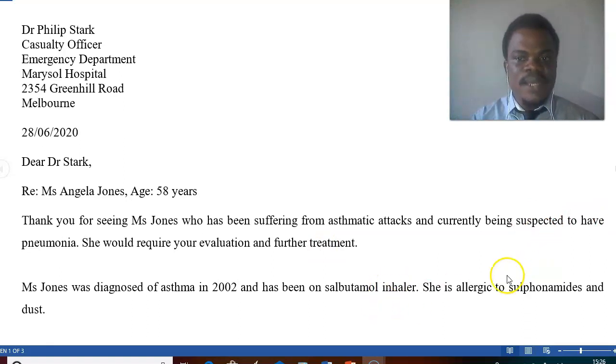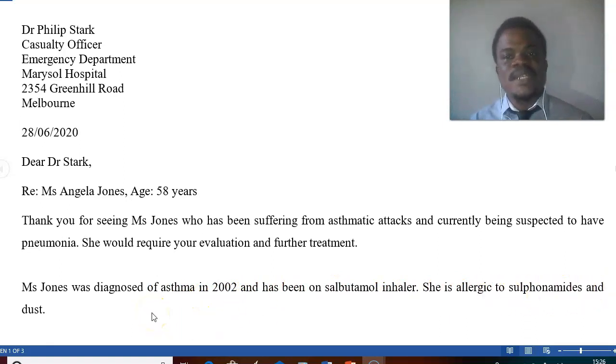Now, let's look at my second paragraph. You see, I'm leaving a line for each. After my introduction, I also leave a line. That's line paragraphing. So let's look at my second paragraph. "Miss Jones was diagnosed with asthma in 2002 and has been on a salbutamol inhaler. She is allergic to sulfonamide and dust." So those pieces of information that I highlighted, I turned them into sentences. That's my second paragraph.